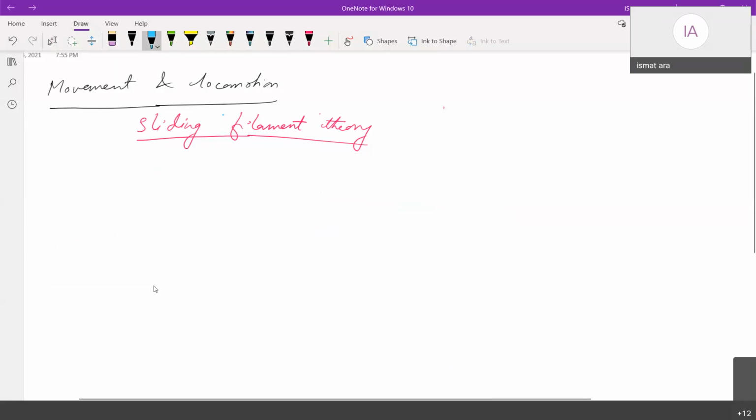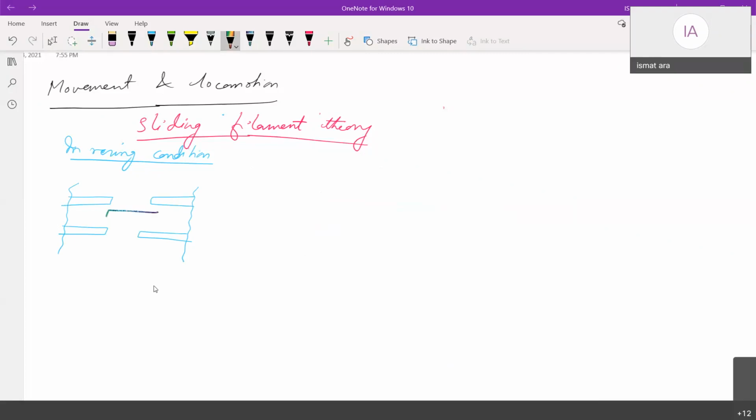See, whenever the cell is not under any stimulus, in resting condition, how does the cell look? This is the Z line. They are the actin molecules. With two actin molecules, I'm showing in detail. And the middle one is the myosin molecule. So it is actin and it is myosin.